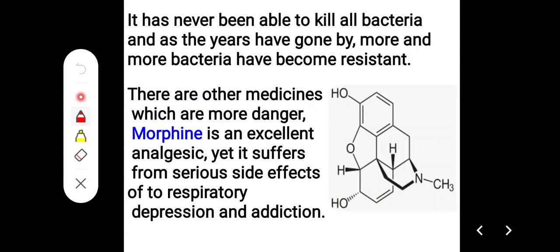Okay. Now we have to consider there are other medicines which are more dangerous. More dangerous, that means morphine. Morphine is also more dangerous, although it is an excellent analgesic. This is the morphine structure. Okay.